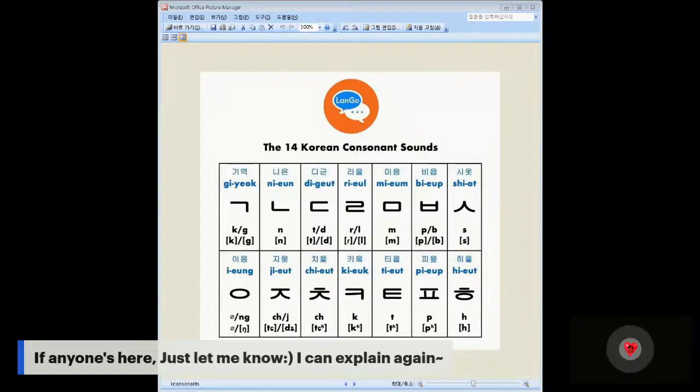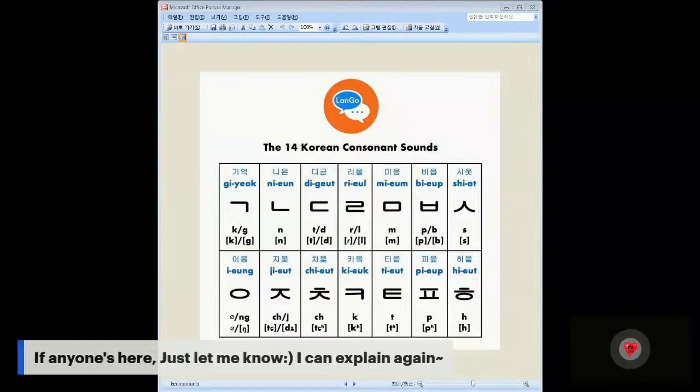If it is a K, 기역, it sounds like 감사합니다. And sometimes I can hear some foreigners pronounce 감사합니다 with too much K for me. So it's softer. 감사합니다. 네. Okay, that's our first consonant.